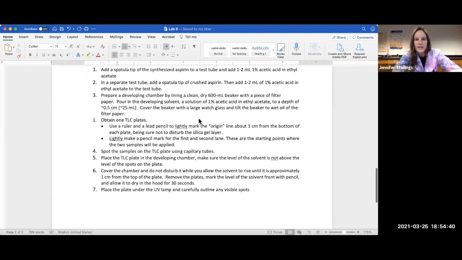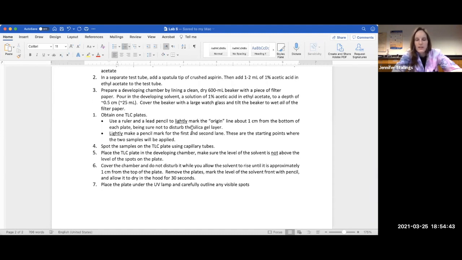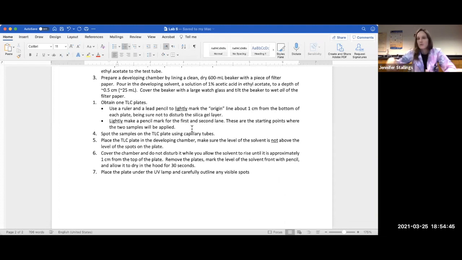And then I'm going to prepare my developing chamber, which will look the same as what we saw last week. And I'll mark my origin line, spot the plate using my capillary tubes, which look like this. Remember I said that they're like a straw for a hamster? They're just so small. So those are my capillary tubes. I'll cover the chamber and let my 1% acetic acid and ethyl acetate rise up my TLC plate, and then I'll remove it from the chamber, let it dry out in the fume hood, and then visualize it under my UV light. So I'm very hopeful about the TLC experiment.